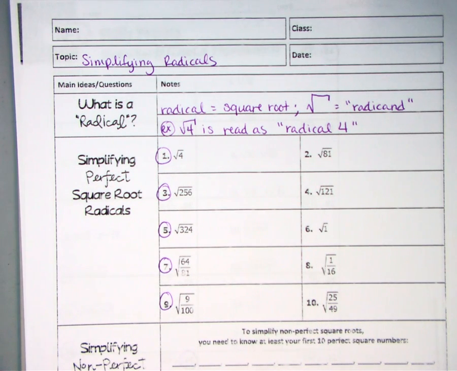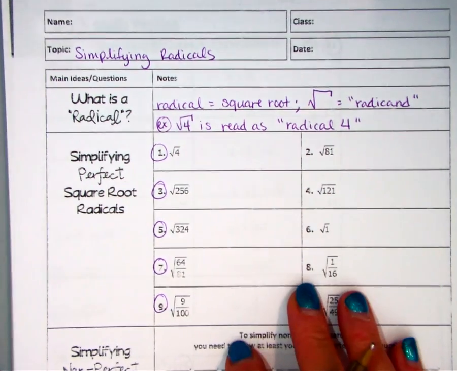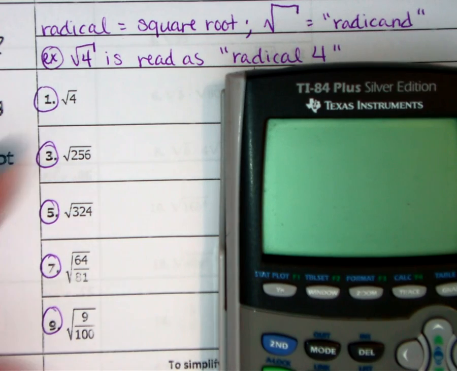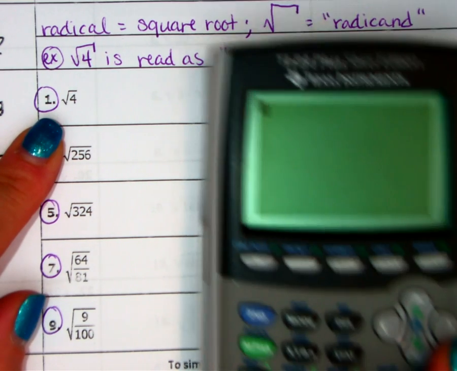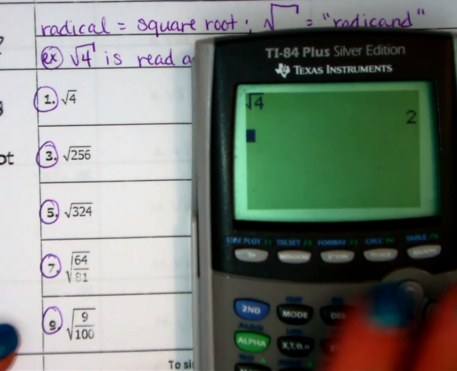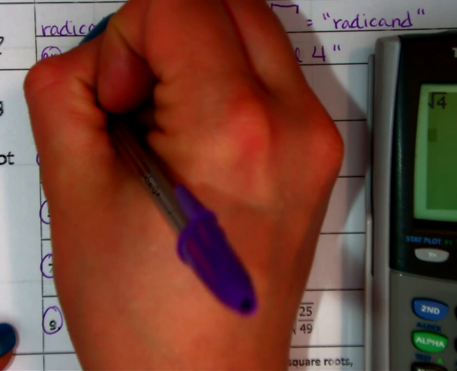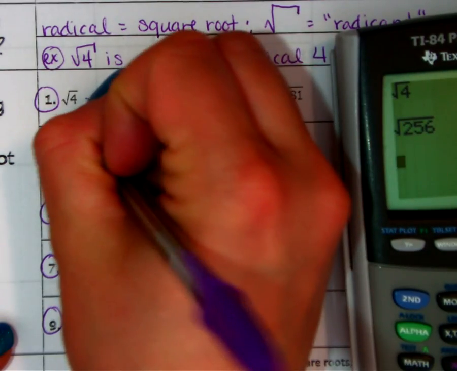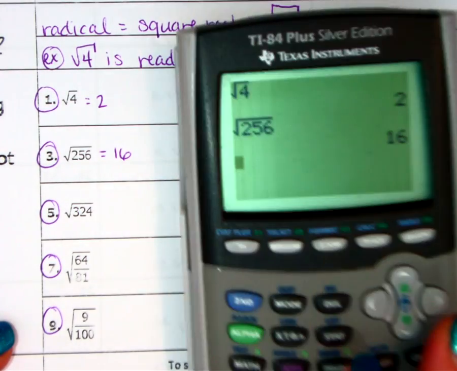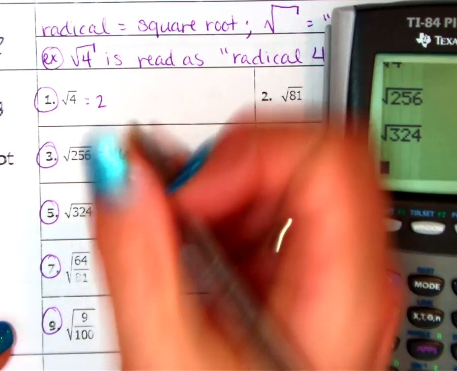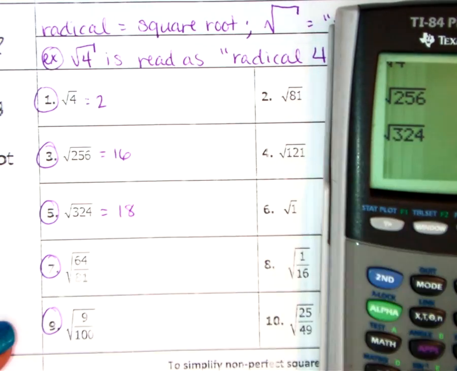So we're going to look at some samples, and we're going to start really, really basic. So starting with number 1. If I have the square root of 4, I'm pretty much just going to go to my calculator. The square root of 4 is 2, unless I know it, which hopefully some of these we do. The square root of 256 is 16. The square root of 324 is 18. So pretty basic so far.